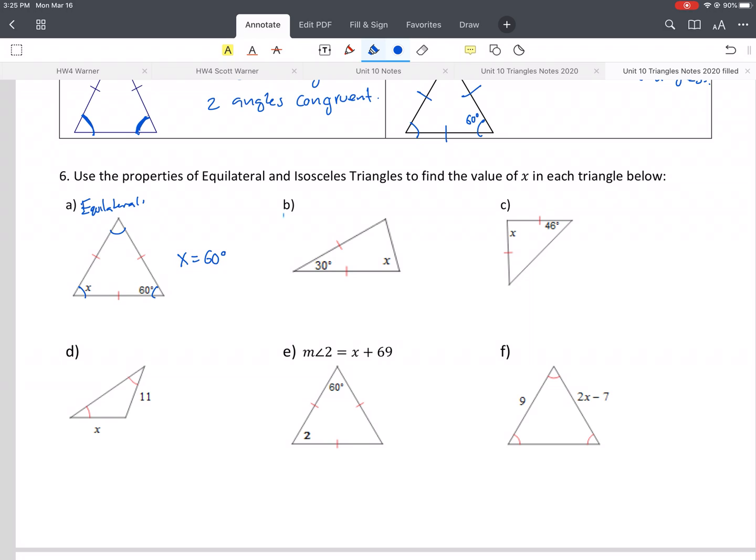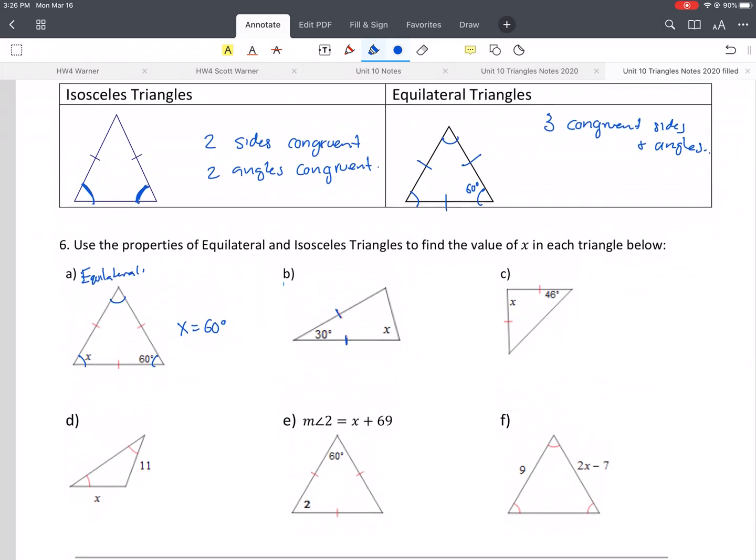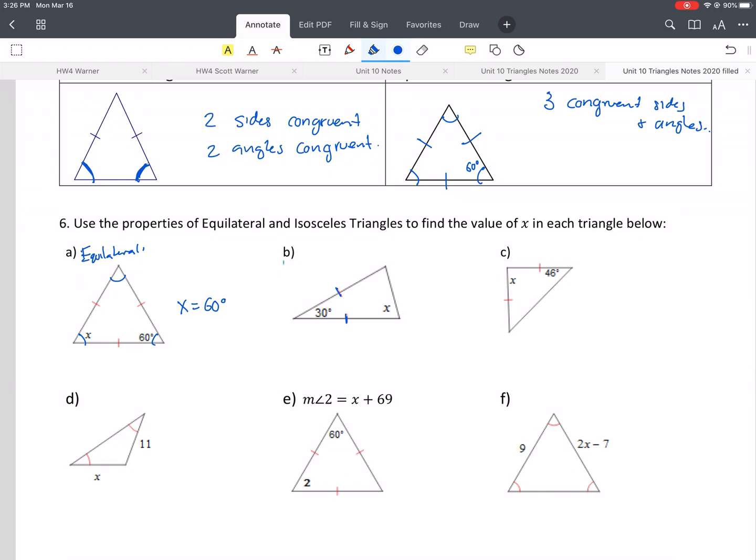All right, so B, since there's two congruent sides, this is our isosceles. Okay, so that means that we also have two congruent angles. And they're never, like I said, they're never right next to those two sides.